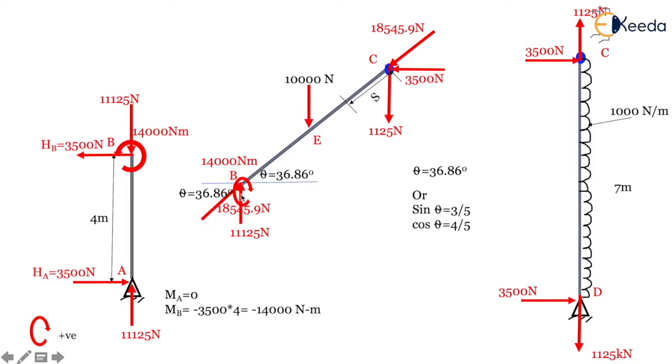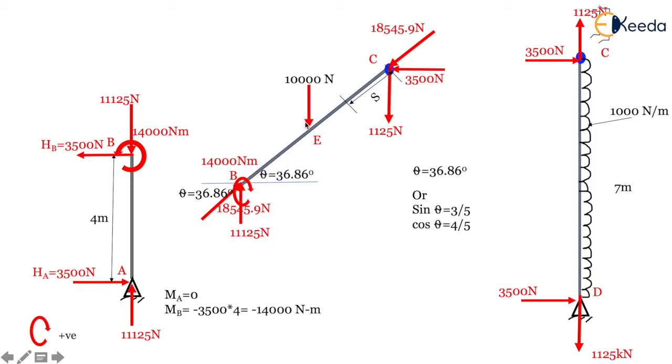So what is the component of this particular force at this point, so as to get the axial force? That will be 11,125 here. So we are getting this 11,125, which is going upward. For this we are getting 18,545.9 Newton, and here it is a 10,000 Newton force.